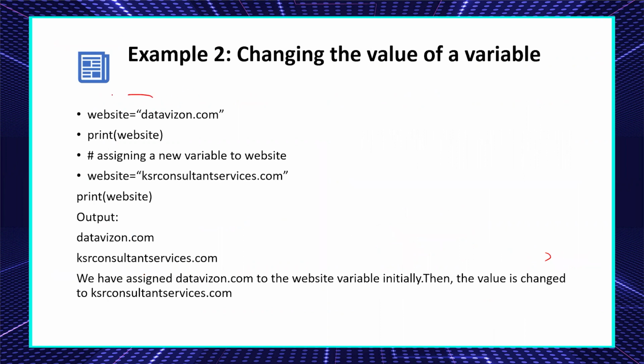Let me give one more example. Website is equal to datavision.com. What will printing website display? Datavision.com. Now let's say we assign a new value to website, KSR consultant service. Printing website, what will it display? KSR consultant. Initially we assigned datavision.com to the website variable, then the value changed to KSR consultant service.com. Agree with me, everyone? Any questions? Any doubt?